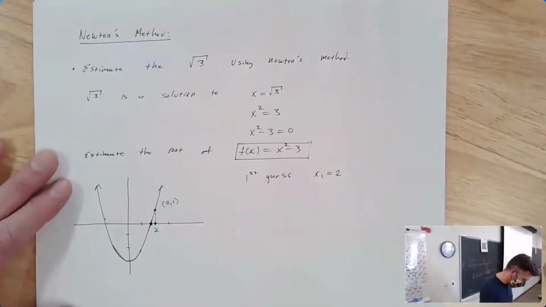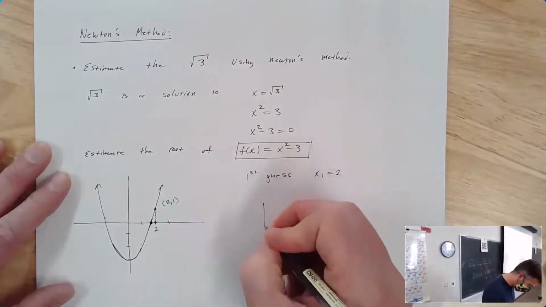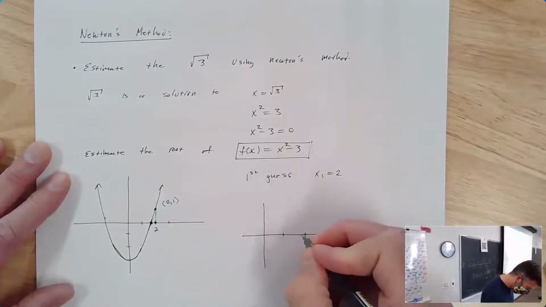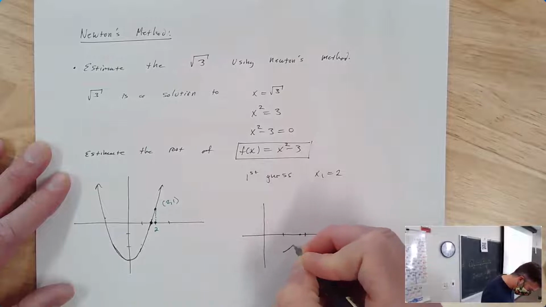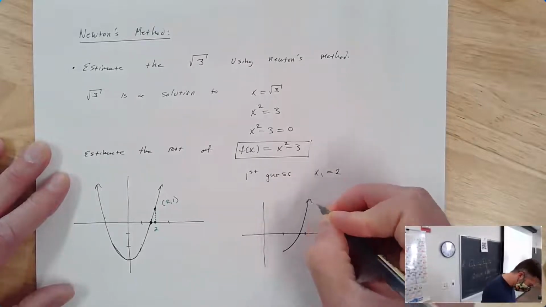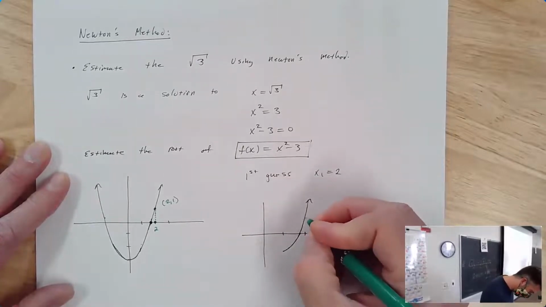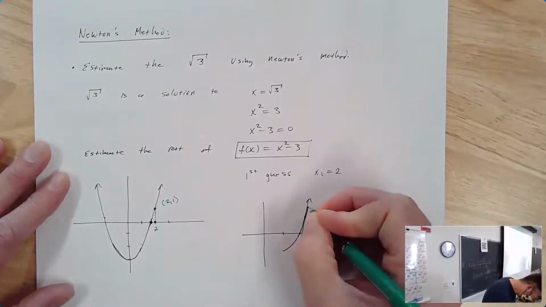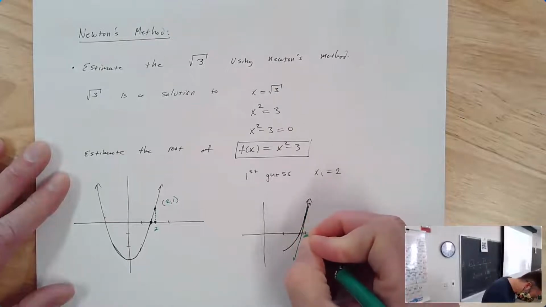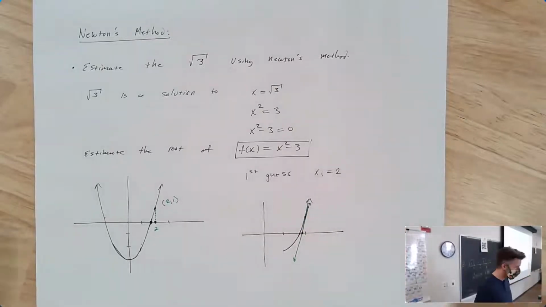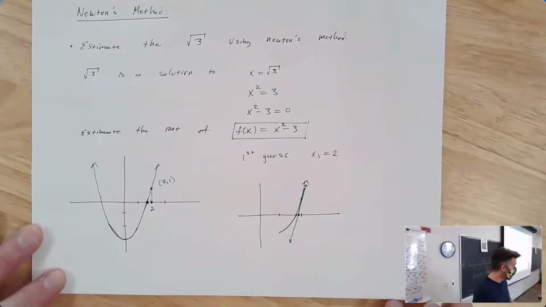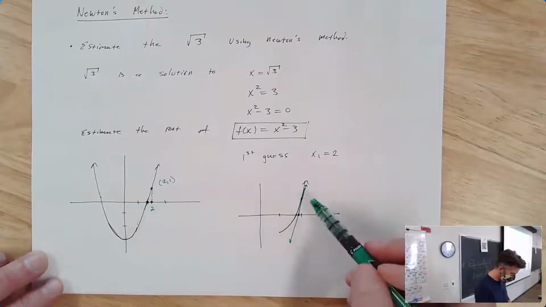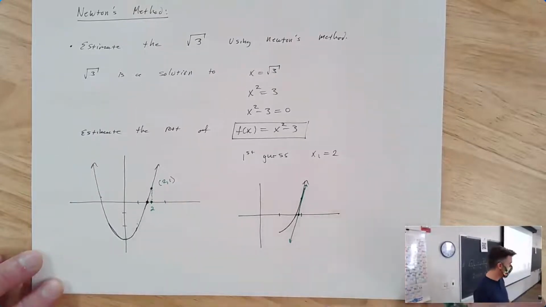My picture maybe doesn't show it very well, so let me kind of blow this up a little bit. If we're looking over here, here's 1, here's 2, and here's my point. And here's my tangent line. Right, my tangent line, where it intersects the x-axis, that's going to be my new better guess. So that's the whole idea: we're going to find that point, find the tangent line through it, and the new x-intercept is going to be our guess.